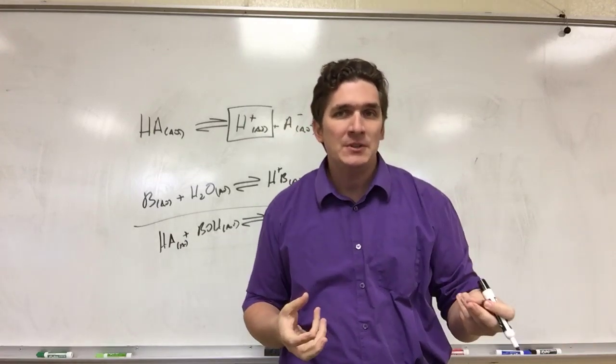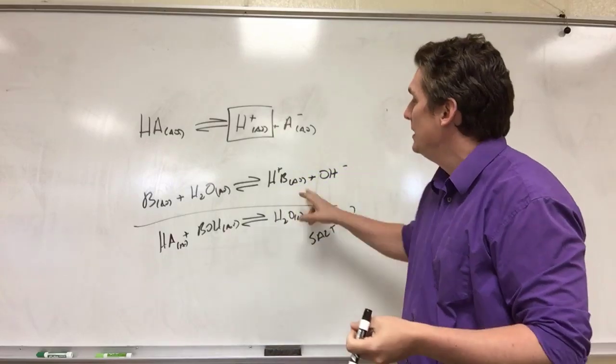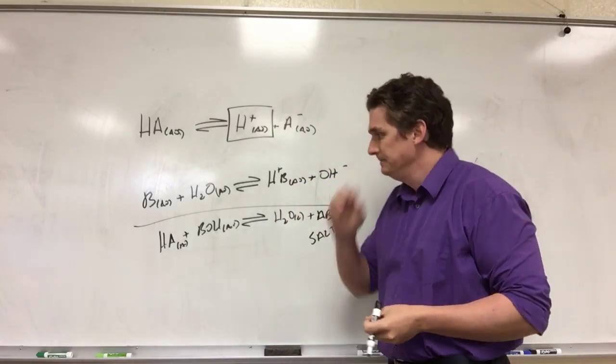So under the Bronsted definition, a Bronsted base is something that accepts a proton, and if it accepts it from water, this is how we're going to get the OH-.